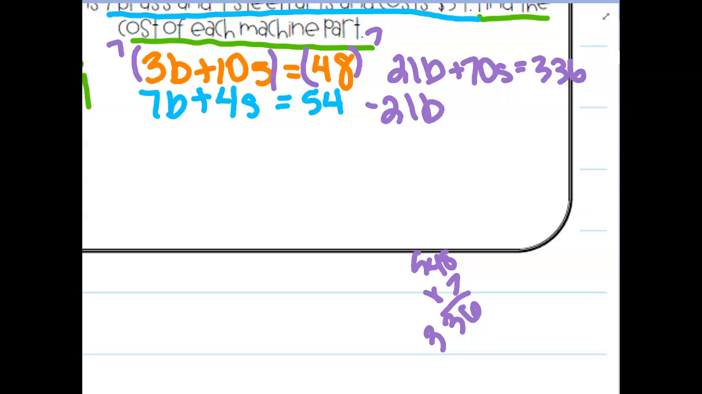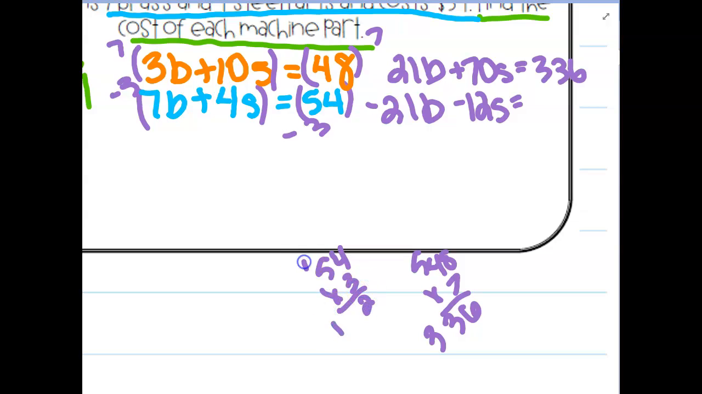Now the second equation, how do I go from 7B to negative 21B? All right, it's going to have to be negative 3. There's my negative 21B. This is going to be my negative 12S. And 54 times negative 3 would be negative 162.